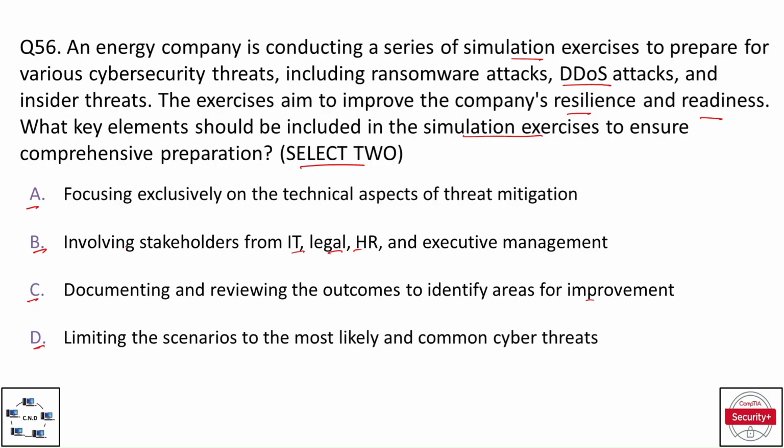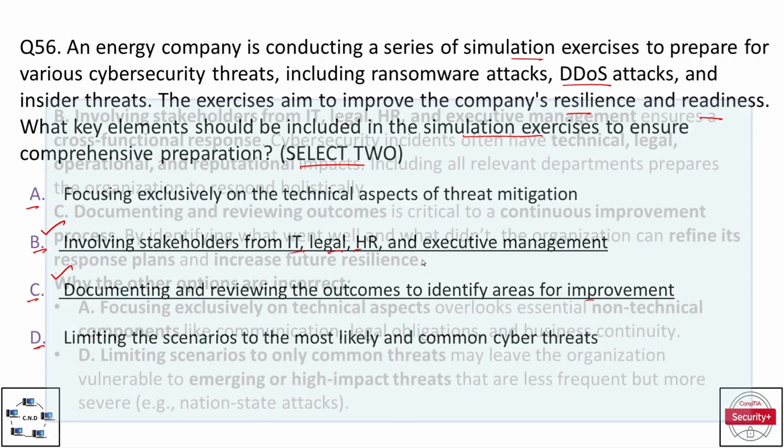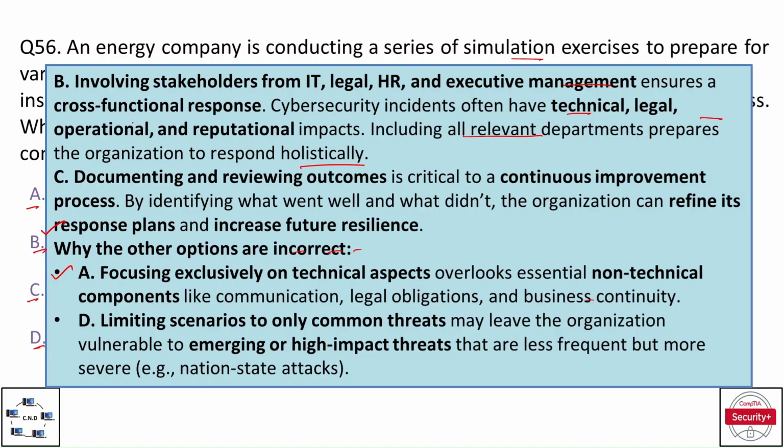And the correct options are option B, involving stakeholders from IT, legal, HR, and executive management. And option C, documenting and reviewing the outcomes to identify areas for improvements. And the explanation is, option B, involving stakeholders from IT, legal, HR, and executive management ensures a cross functional response.